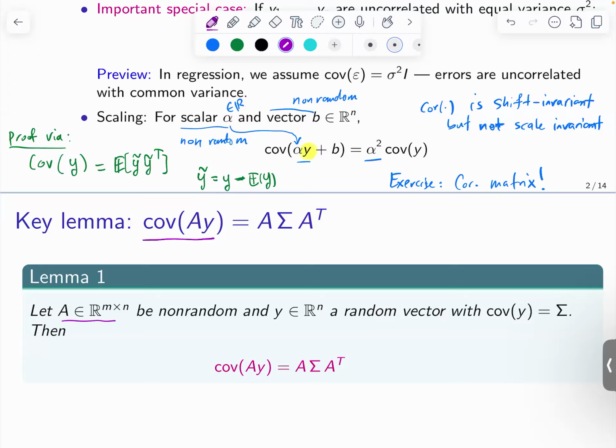Is this setting kind of clear? I have a random vector Y, and I have a non-random matrix A, so A times Y, as we've seen before. So AY would be an m by 1 vector. And so the covariance has to be m by m. If you verify, this first factor is m by n, the middle is n by n, and this last is n by m, so it matches.